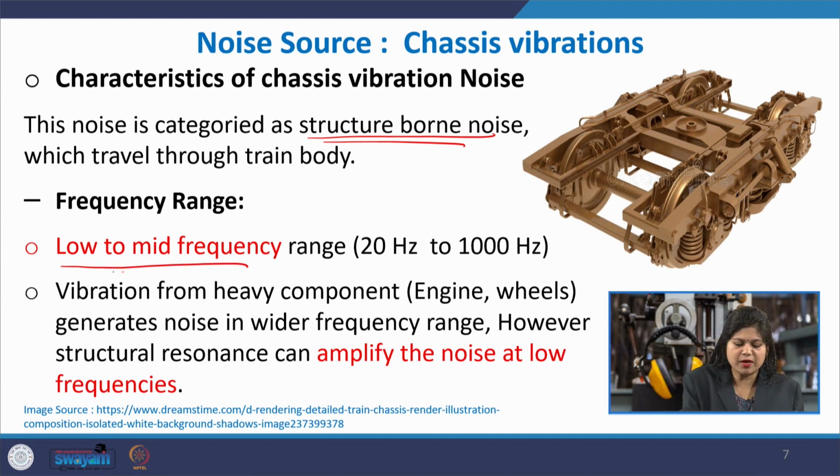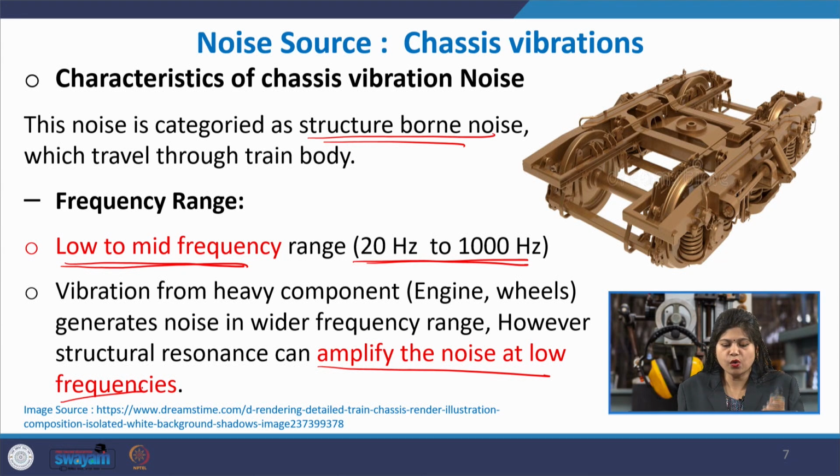So, the chassis vibration, being structure borne, has low to mid frequency content within the typical range of 20 to 1000 hertz. The vibration from heavy components such as the engine and the wheels generates noise in a very wide frequency range. But because the structural resonance corresponds to lower ranges, the noises at the lower frequencies get amplified, so the overall chassis vibration gets higher low to mid frequency content.